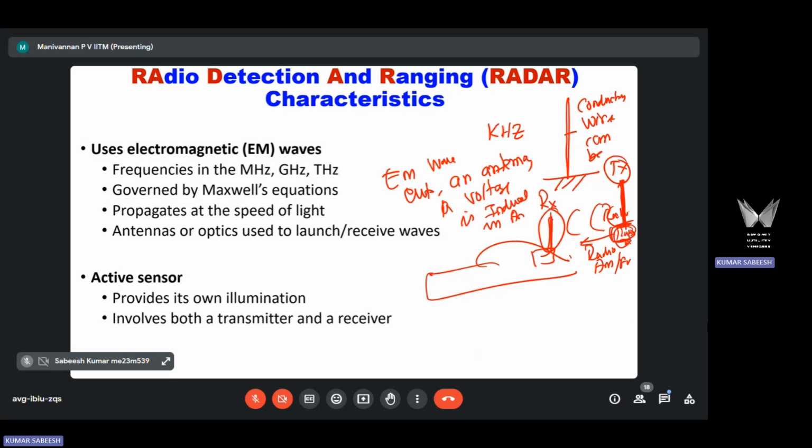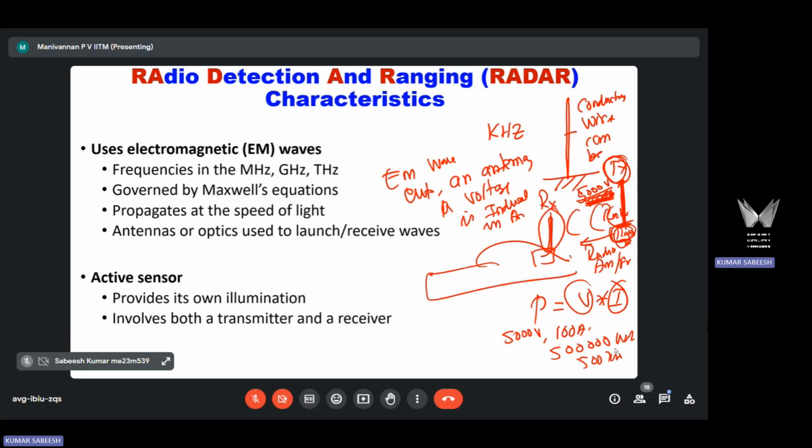The radio transmitter will be sending, say, 5,000 volts or 10,000 volts, and the current may be 100 amps, 200 amps, or 1,000 amps, depending on the power it wants to transmit. Power equals V into I, where V is the voltage and I is the current, correct? So if I am transmitting 5,000 volts to the transmitting antenna and supplying, say, 100 amps current, what is the transmitted power? Just multiply: 5 lakh watts, or 500 kilowatts, is the transmission power.